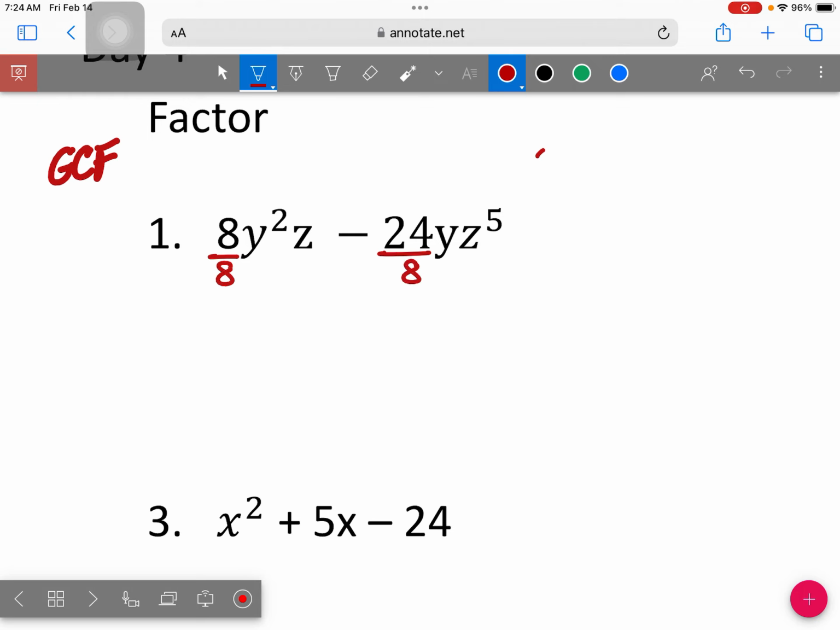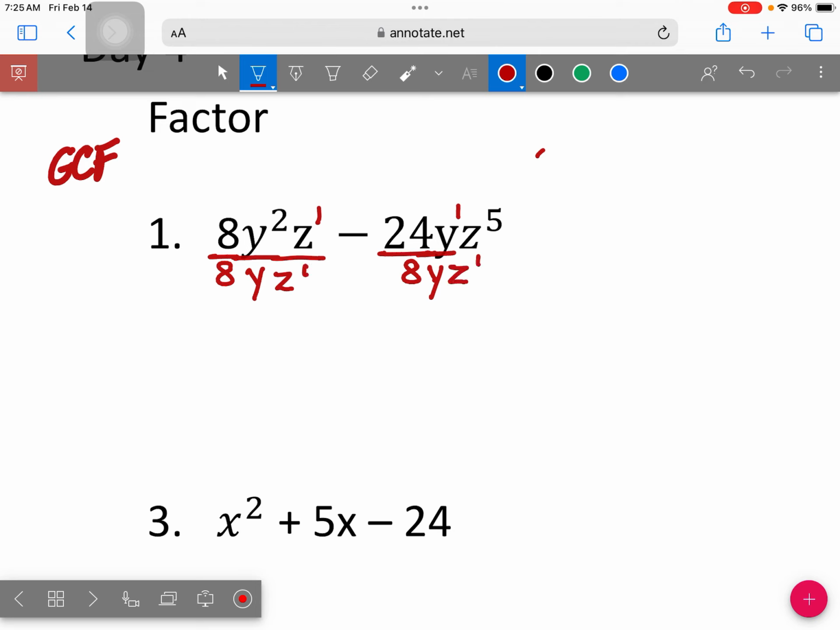I have y squared then, and y to the first power. What am I going to divide by since I do have y in both of them? Y to the what power? The smallest exponent, right? So this would be y to the first, which is just 1y. And then I have z and z to the fifth. So the smallest that is common to both is going to be z to the first.